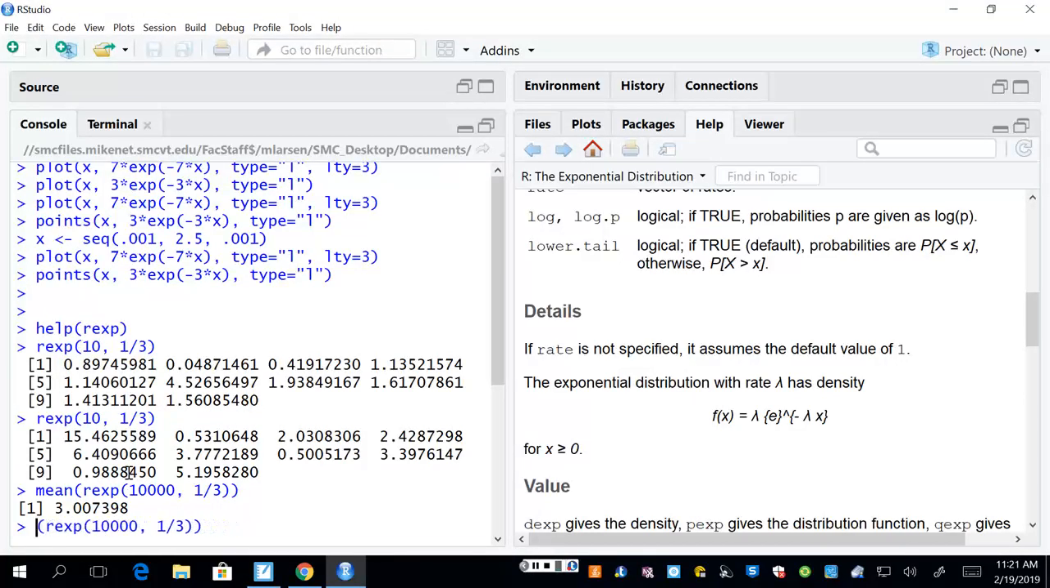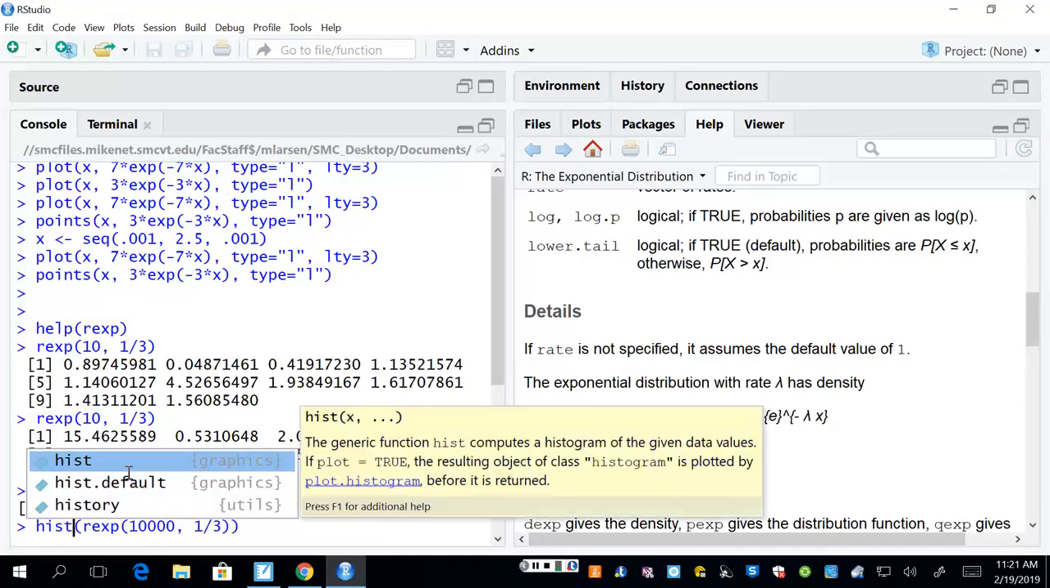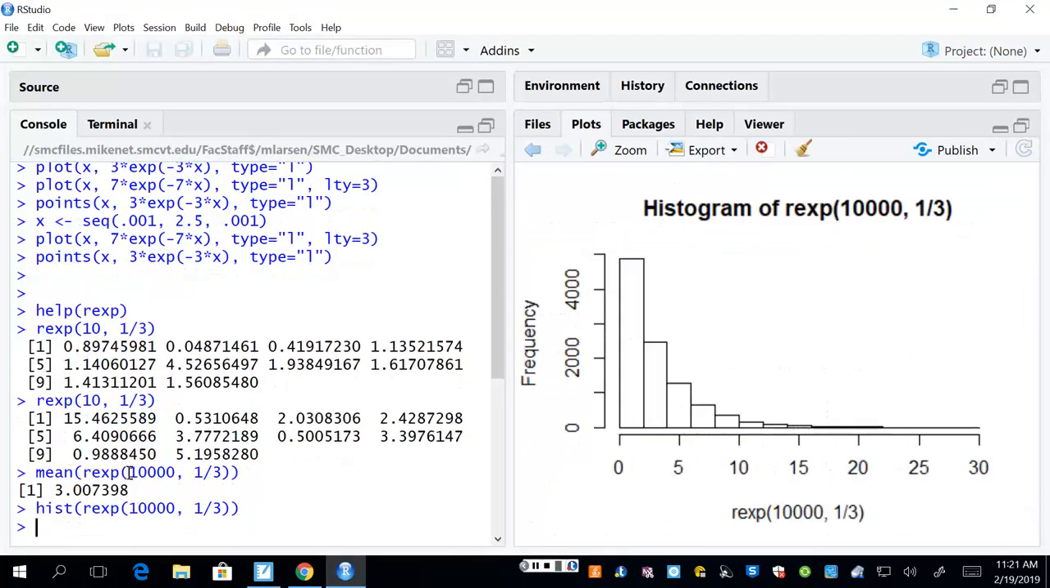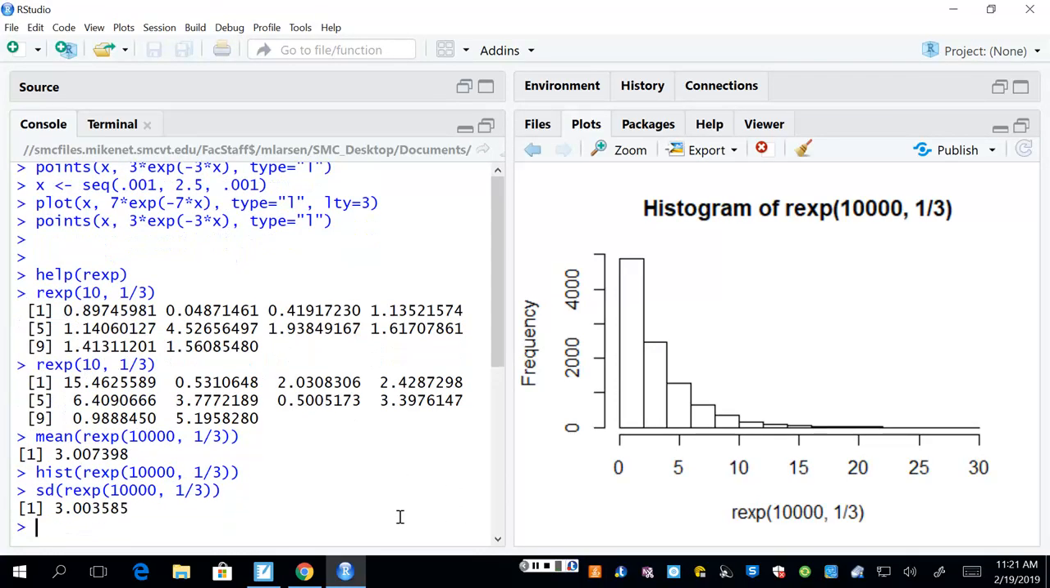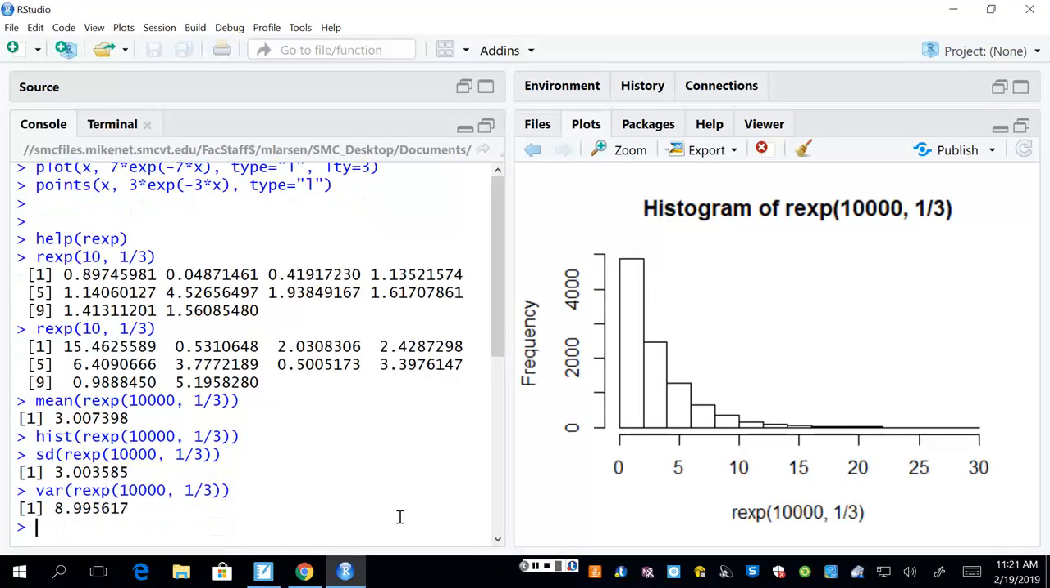If you take a histogram of a bunch of values, then the survival times roughly look like that distribution. The standard deviation of that is also about 3, so the variance is about 9, depending on the random sample that you get.